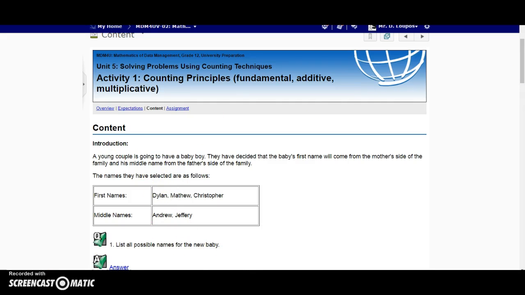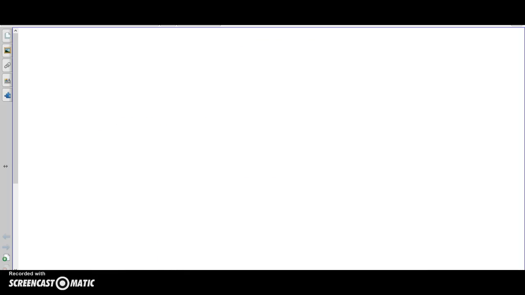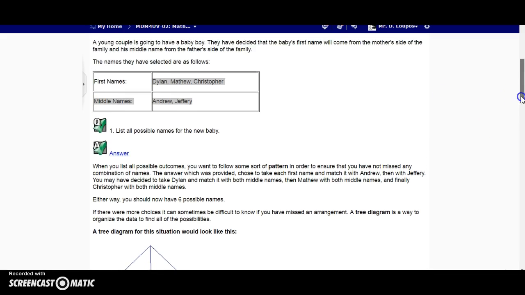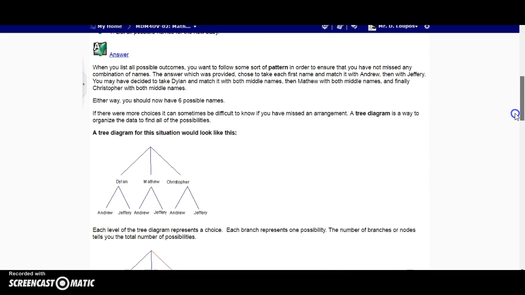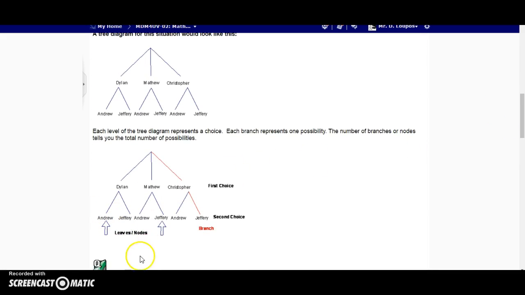I enjoy this stuff, and what I'll do is I'll go over the notes and make some of my own notes over here on Smart and back and forth. Okay, so here's the deal. We have some family, and they're gonna have a kid, and these are the first names that they've decided, and these are the middle names they decided to use. So there are three choices for the first name and two for the middle name. And what you do is you set up a tree diagram to figure out the total number of options.